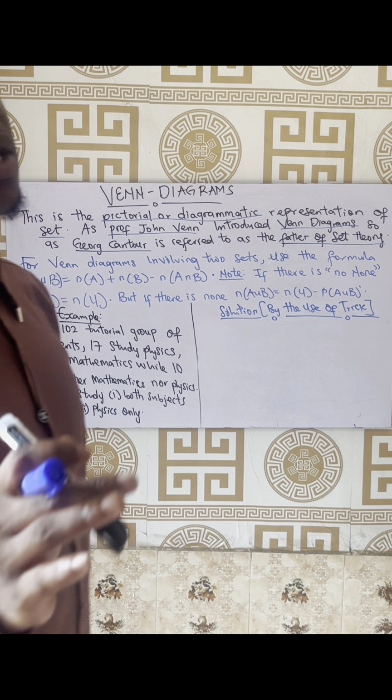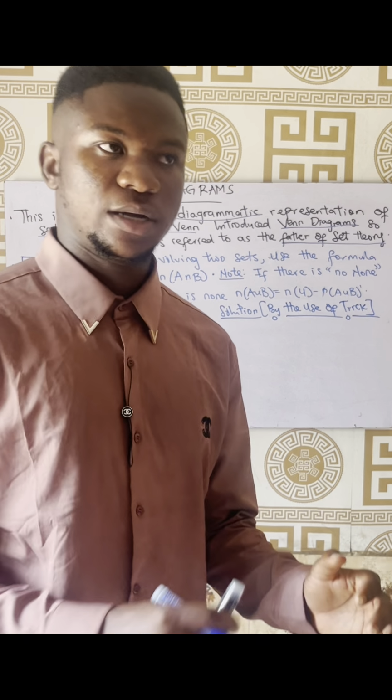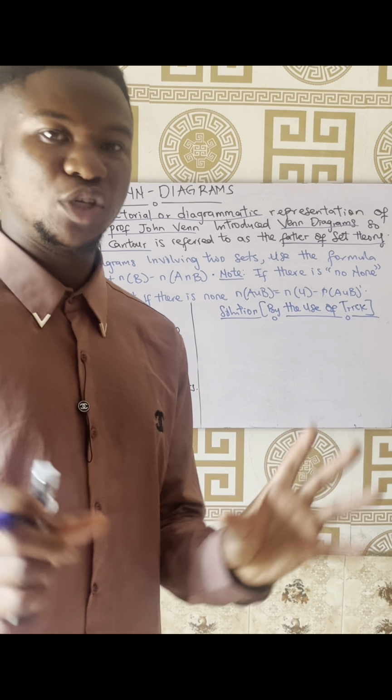You must be very careful. If you want to use trick, use trick. If you want to use a Venn diagram, use a Venn diagram. But if you want to use trick, you must understand what you are doing so that you will not be doing rubbish. Do you get that?